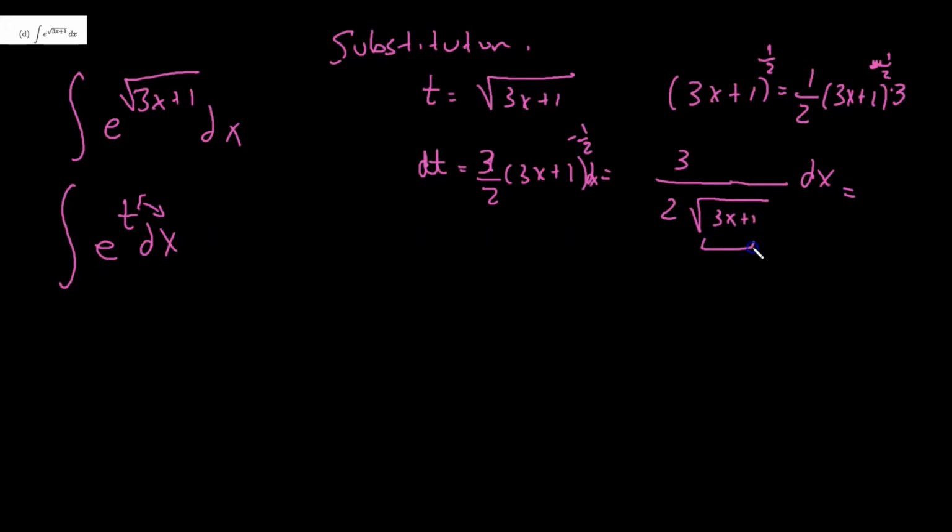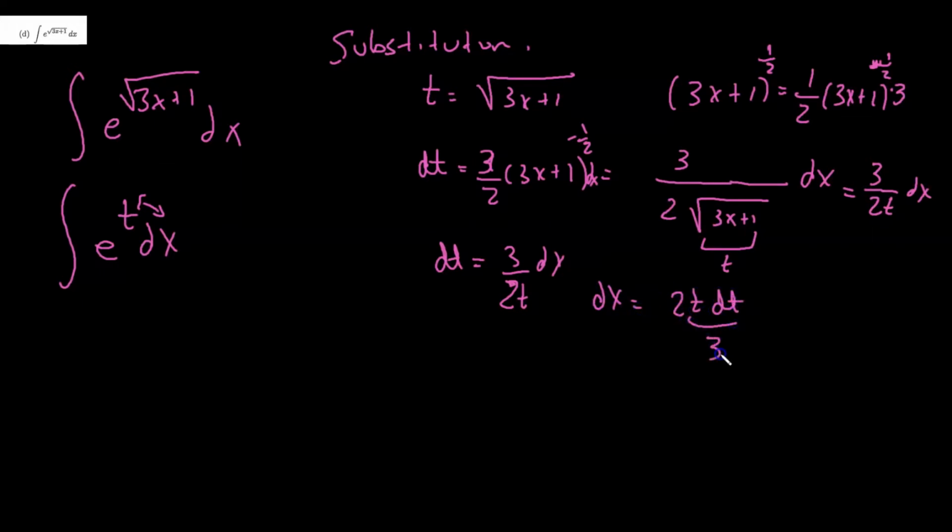Just note that we had declared that this was equal to t, so our actual derivative here is 3 over 2 t dx. So knowing that dt is equal to 3 over 2 t dx, we can make the substitution and isolate for dx. dx is equal to 2t dt over 3. So we get the integral of e to the power of t, 2t dt over 3. And we pull out the 2 over 3, t.